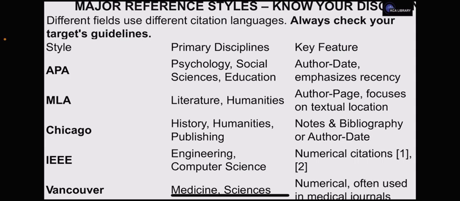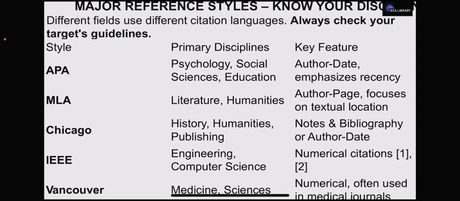We also have the MLA style. MLA style is used in literature and humanities, and its key features include author-page, which focuses on textual location. We have the Chicago style, used by history, humanities, and publishing, and the key features are notes and bibliography or author-date.